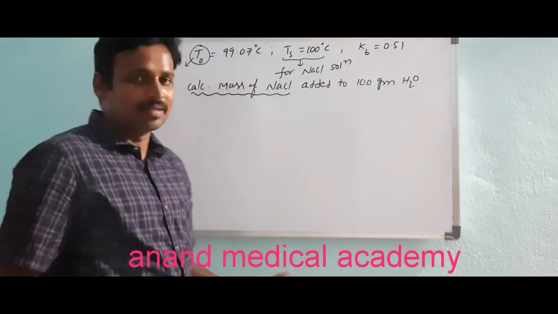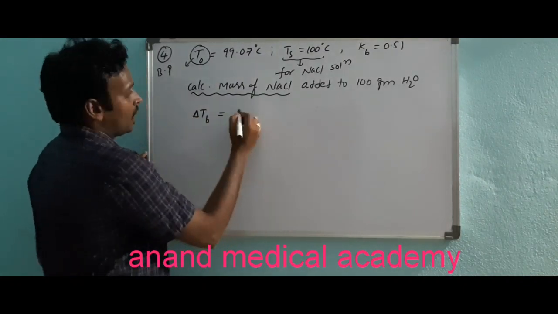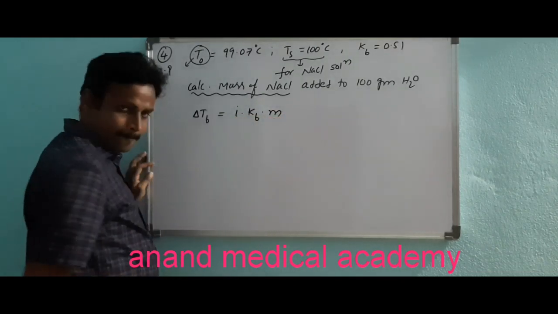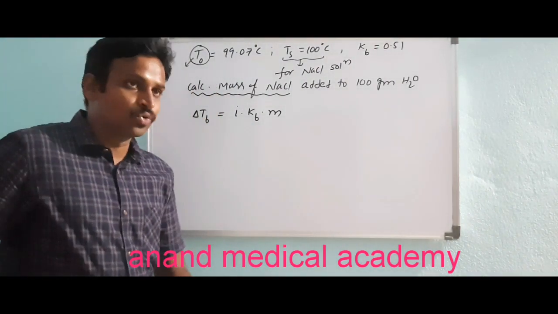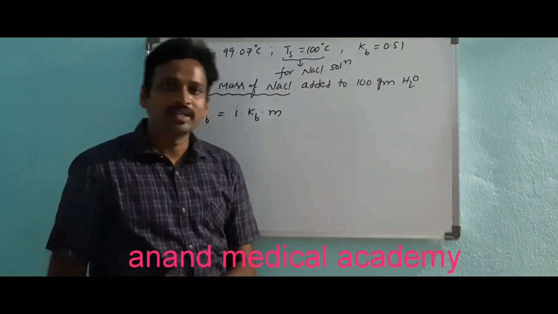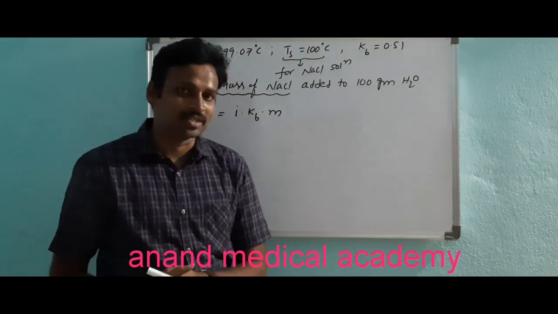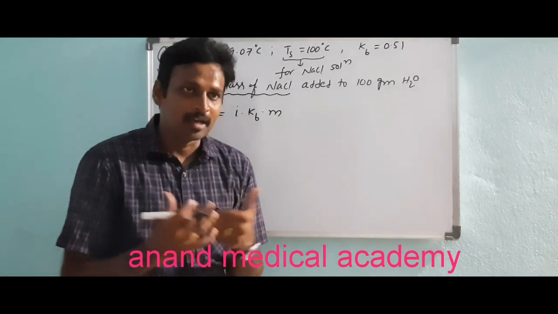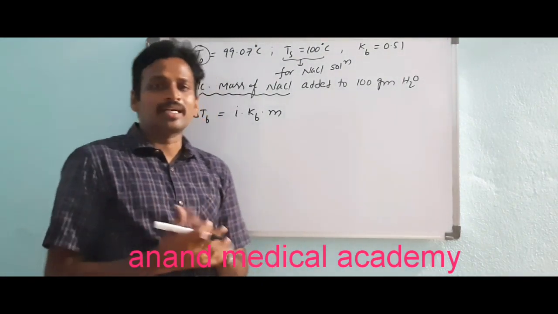So here it's very simple. You know the formula: delta Tb is equal to i into Kb into m. Why do we have to use i? How can we come to know, sir, whether we have to use i or not? Yes, we can come to know easily. If ionic substances or acids are given, they will undergo dissociation certainly, or some solutes undergo association by hydrogen bond, like acetic acid. So here NaCl was given, it will dissociate 100%.